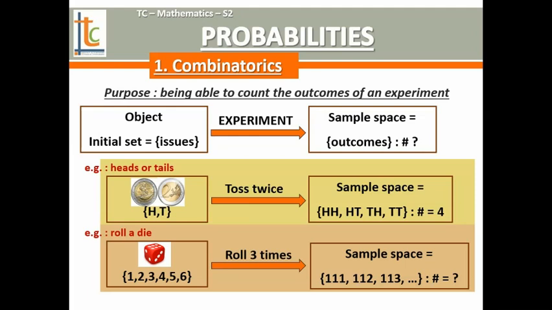And of course, in many situations, you don't have to write all the outcomes of the experiment because it would be too long. In this example, you've got 216 possible outcomes. It is the size of the sample space. So the question is, why 216? And our purpose is to be able to count that without writing them.